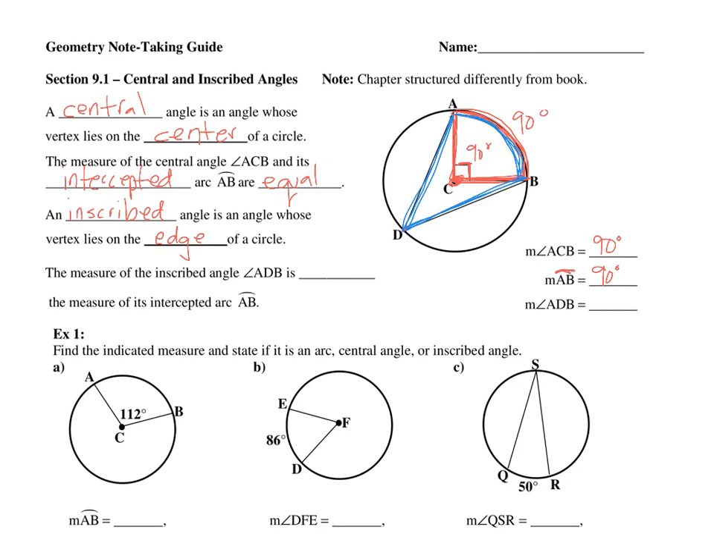Now the relationship is a bit different from that of the central angle and its intercepted arc. The measure of the inscribed angle, ADB, is half the measure of its intercepted arc. So if the intercepted arc, which I have right here, is 90 degrees, that makes this 45 degrees. That's what we have here. There's a relationship between all of them. Let's do some examples now.